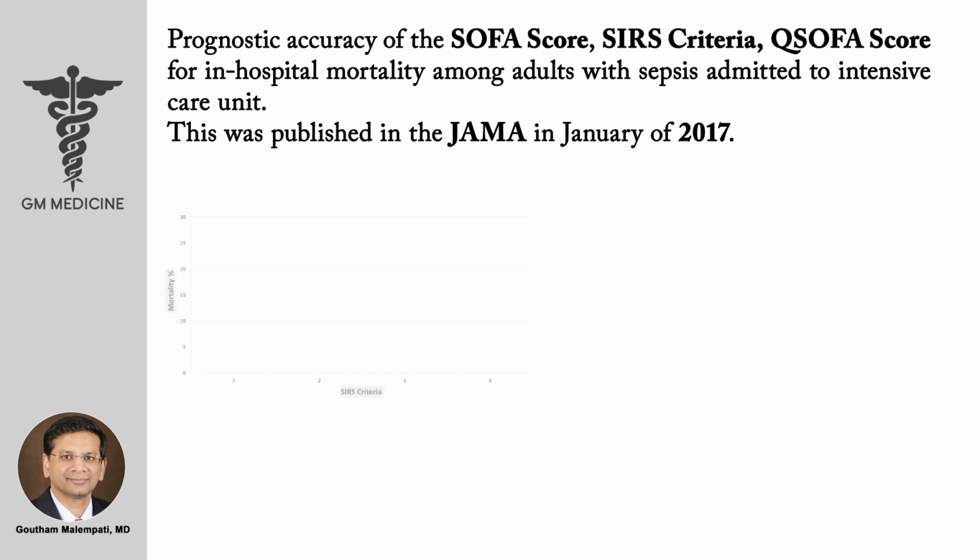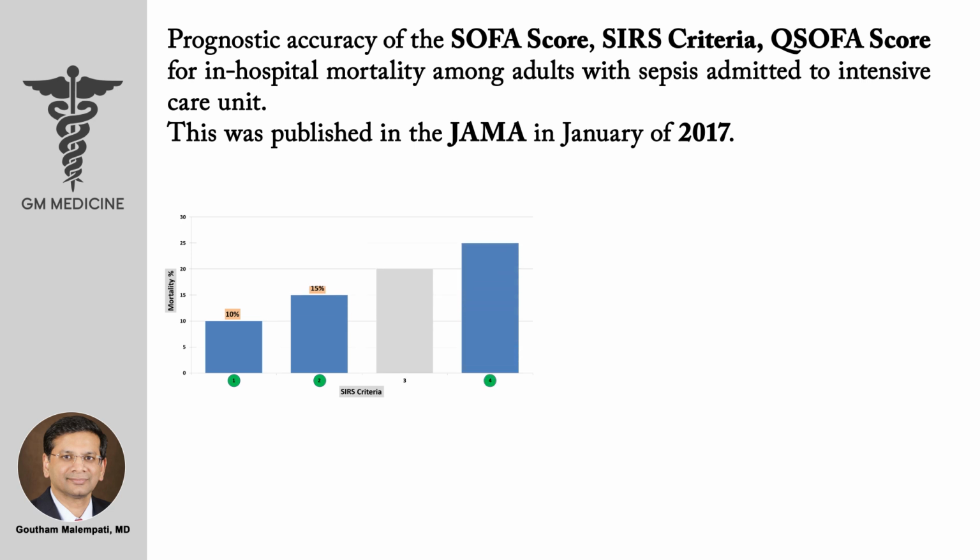The next graph is the SIRS criteria in relation to mortality. When the SIRS score is 1, the mortality is 10%. When the score is 2, mortality is 15%. When the score is 4, the mortality is 25%.